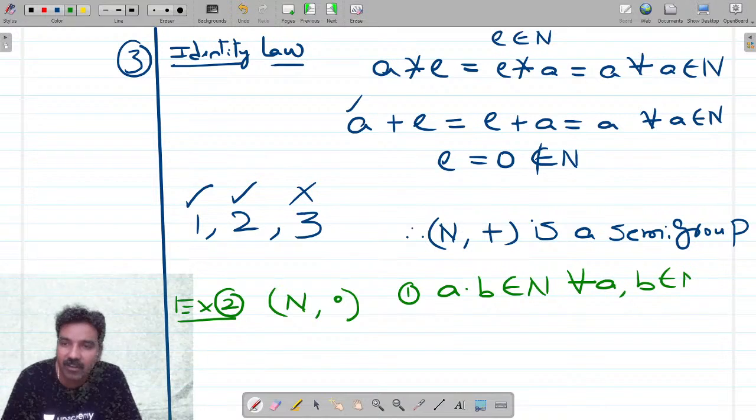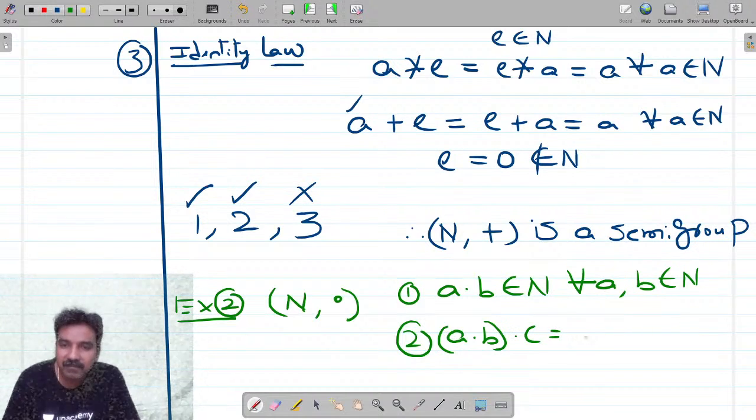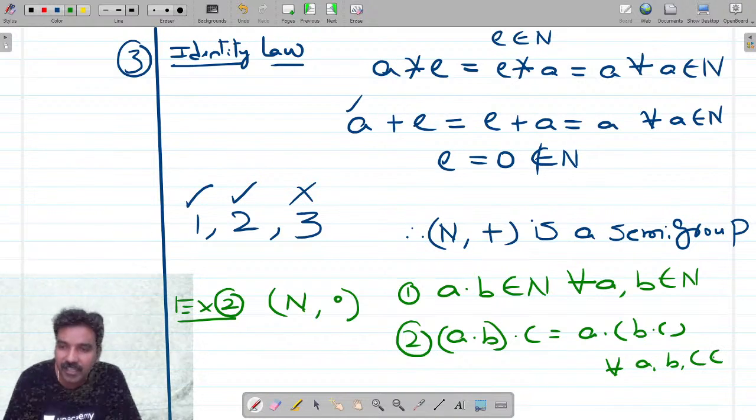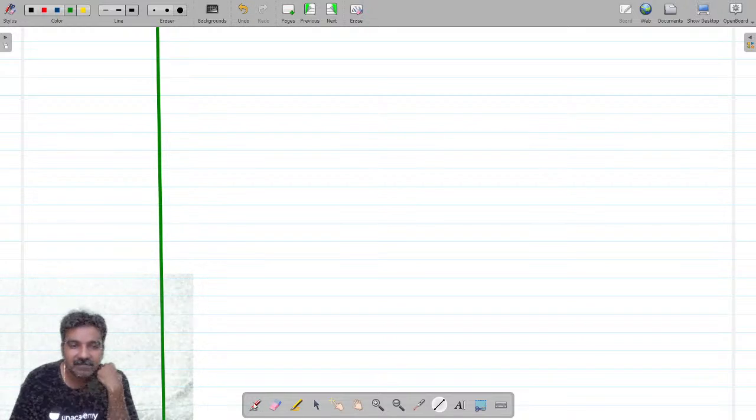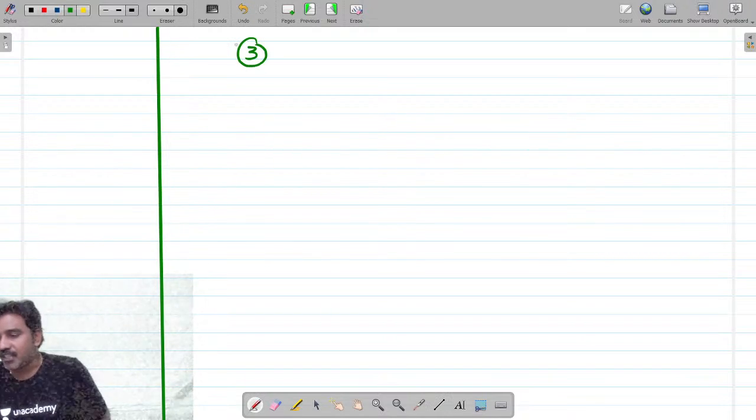ఇంకా స్టార్ ప్లేస్ లో మీరు డాట్ ని అస్యూమ్ చేసుకోండి. అసోసియేటివ్ లా వర్కౌట్ అవుతుంది. A dot B dot C equal to A dot B dot C for all A comma B comma C belong to n. Next, identity property. What is identity element with respect to dot?